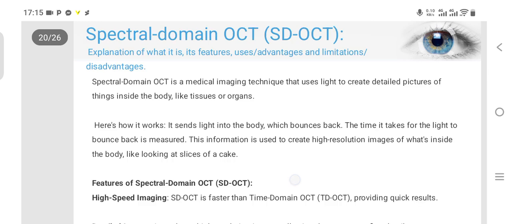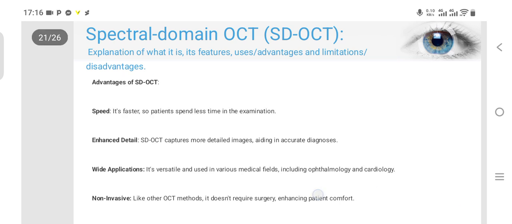Look at it here. We have the spectral domain OCT. The spectral domain OCT is a medical imaging technique that uses light to create detailed pictures of things inside the body, like tissues or organs. Its features include high-speed imaging, which is faster than time domain imaging and provides quicker results. It's also fast, with enhanced structural detail when you capture it. It has a wide application and is non-invasive.